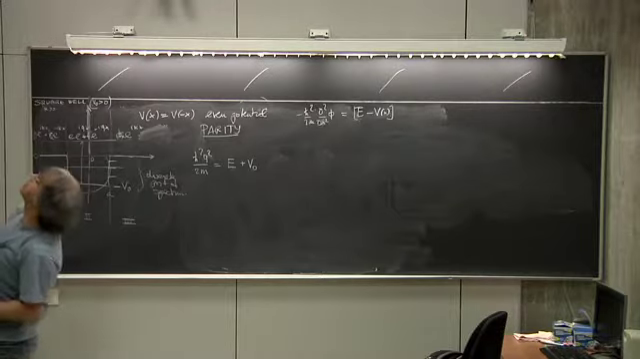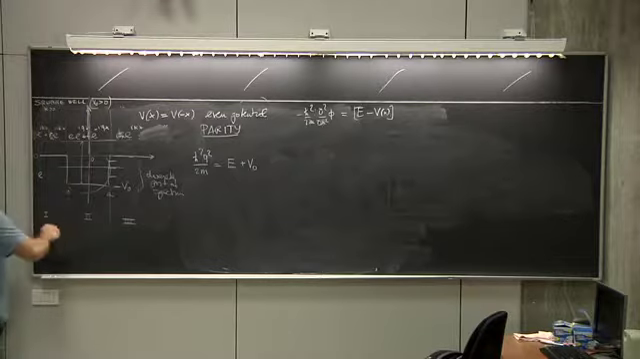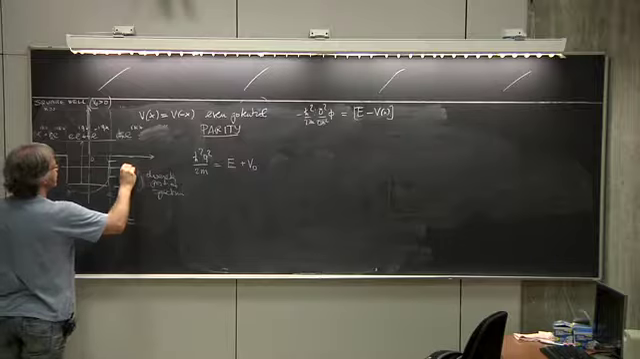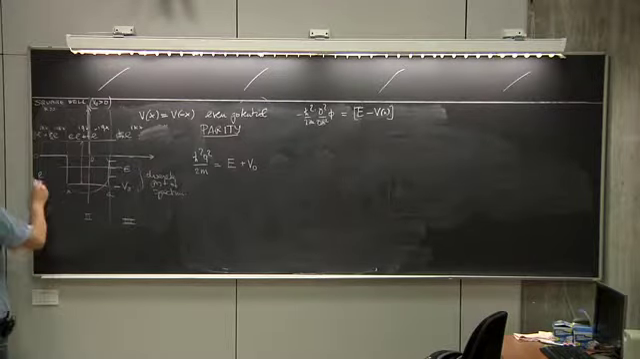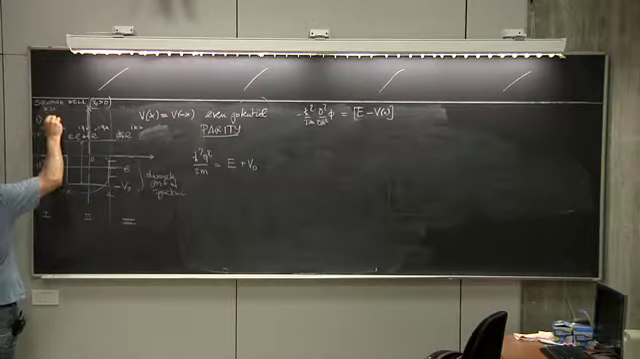What time is it? We don't have too much time. Okay? So let me do the other case. E now negative, but greater than minus V0. Here. Okay? So case, say 2. Case 1 was E greater than 0.